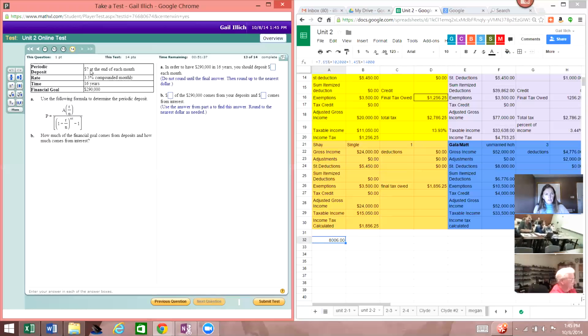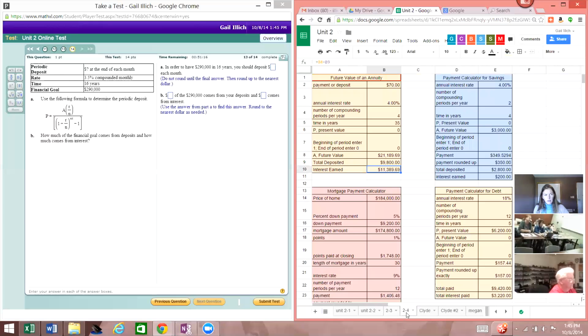This is the last question. We want to know what we should deposit at the end of each month, if we have 3.5% compounded monthly, 16 years is how long we can do it, and our goal is 290,000. So I think it's in 4, right? Yes. Yeah, and this would be the payment calculator for savings.